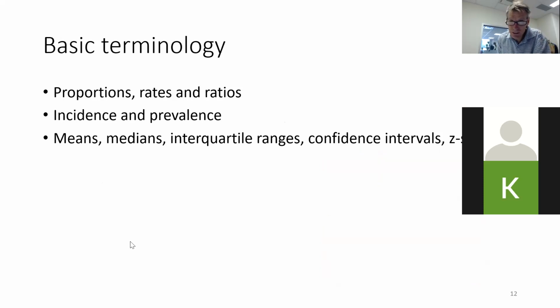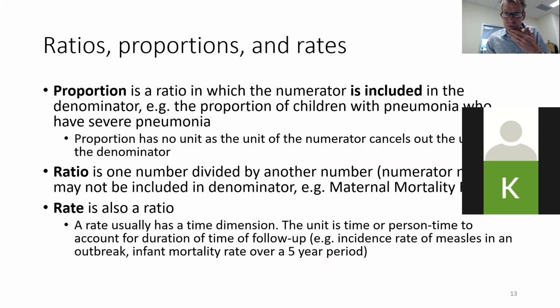Okay, as I say, I want to try to explain what rates and ratios and proportions are, what incidence and prevalence is, and maybe means and interquartile ranges and confidence intervals. I won't have time to cover all of that today, but I want to first of all discuss basic epidemiology, and then I'm going to talk a bit more about how to do projects and some pitfalls that I've seen.